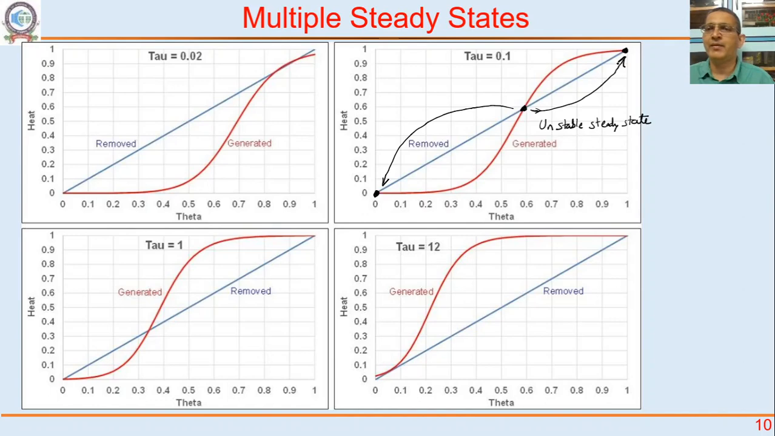Whereas look at this: the ignition point and the extinction point. If there is a temperature disturbance and it shifts to the left, heat generation is more than heat removal, temperature will rise, and it will shift back to this steady state. Or here, if it shifts to the right a little bit, heat removed is more than heat generated, and it will come back automatically to this extinction point. So these extinction and ignition points are stable steady states.